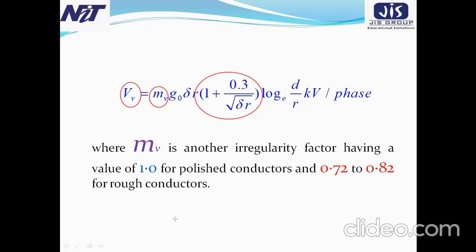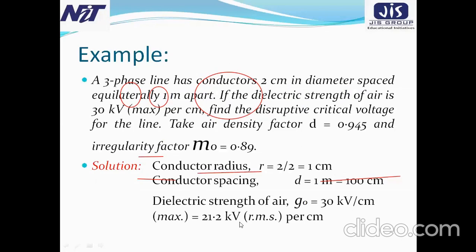Here mv is another irregularity factor having a value 1 for polished conductor and 0.72 to 0.82 for rough conductor. Just remember this: mv is 1 for polished conductor, and it is 0.72 to 0.82 for rough conductor. In the next slide, let me discuss a very simple problem, so we understand.